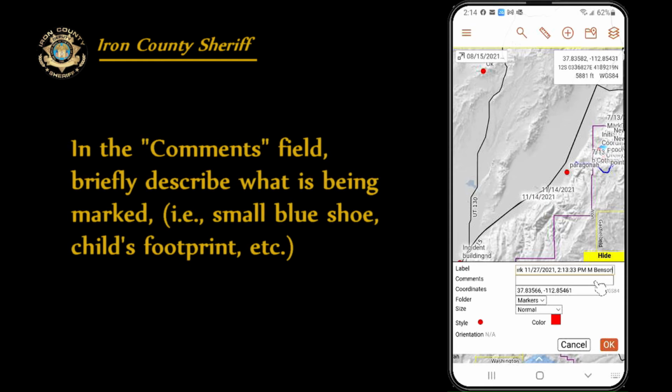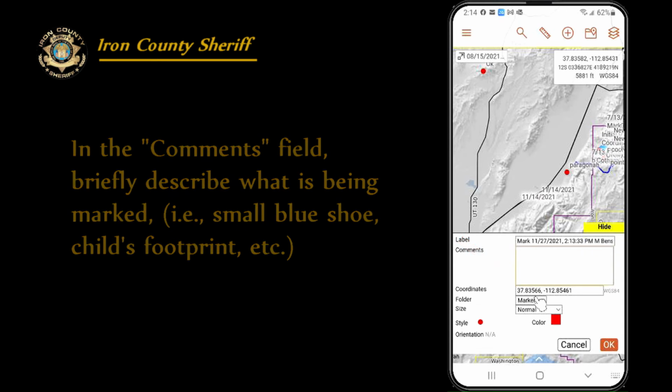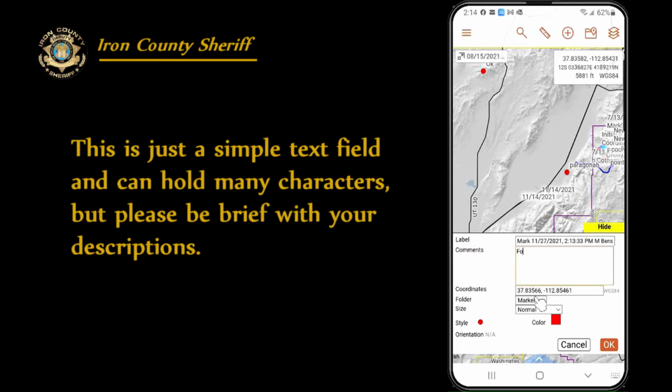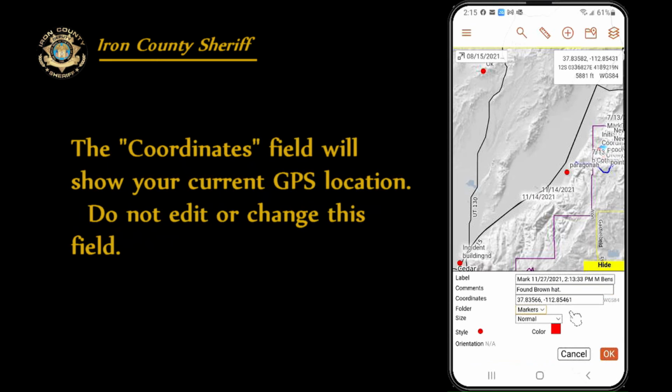In the comments field, briefly describe what is being marked, such as a small shoe, a footprint, etc. This is just a simple text field and can hold many characters, but please be brief with your descriptions. The coordinates field will show your current GPS location. Do not edit or change this field.